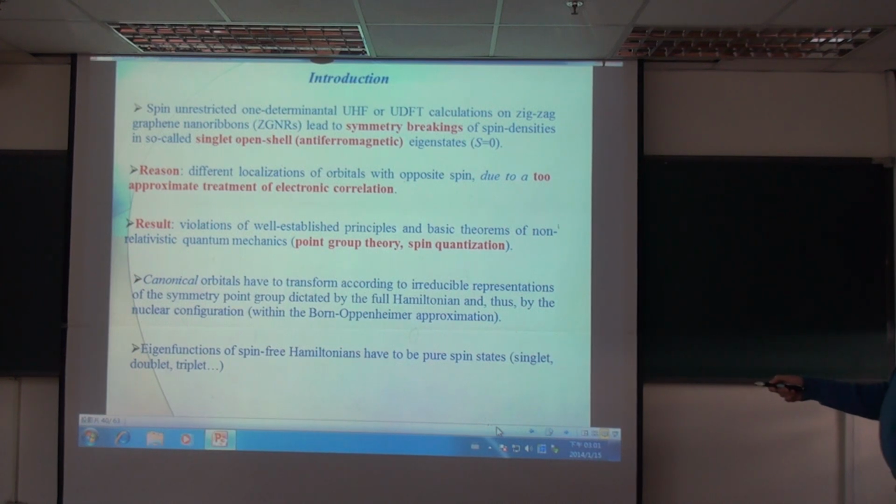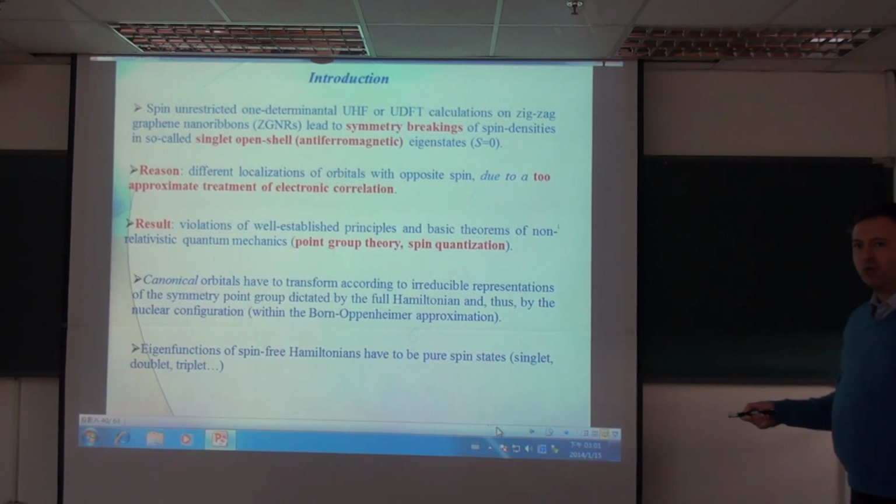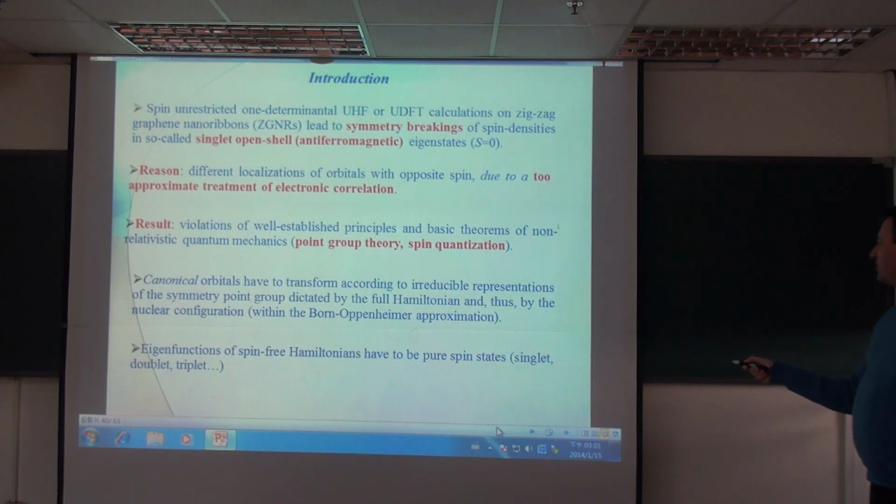Thus, indeed, canonical orbitals have to transform according to irreducible representations of the symmetry point group, which is dictated by the full Hamiltonian, and thus by the nuclear configuration within the frame of the Born-Oppenheimer approximation. And also, eigenfunctions of spin-free Hamiltonians have to be pure spin states. They have to be singlet, they have to be doublet, they have to be triplet, etc.